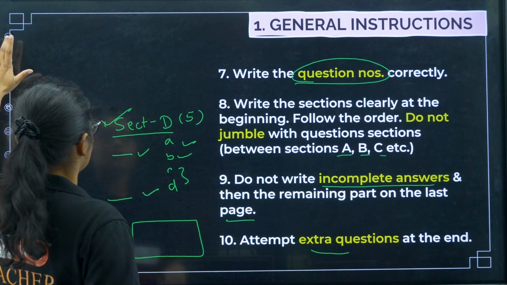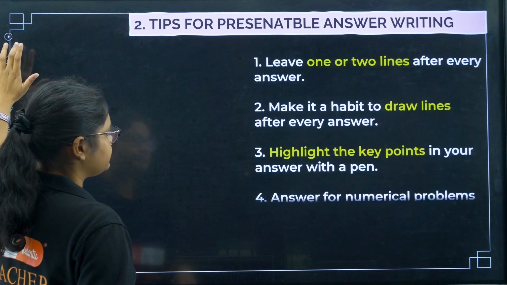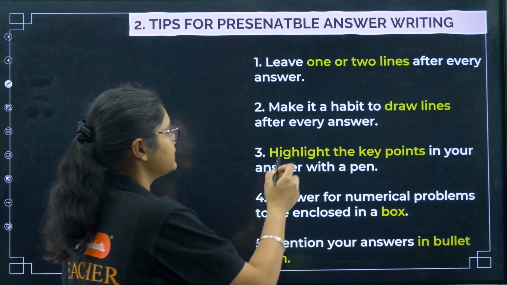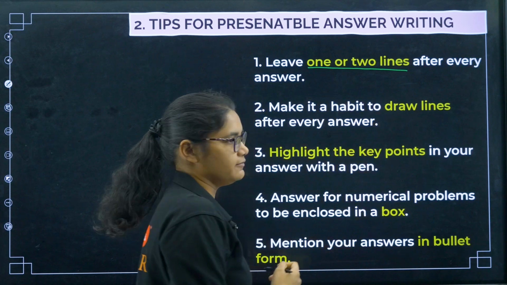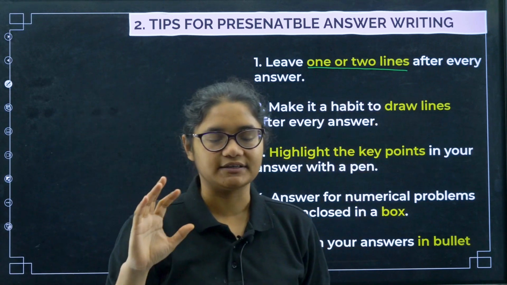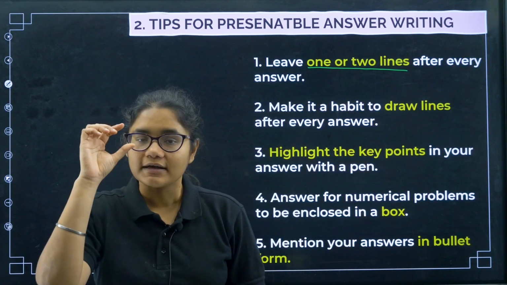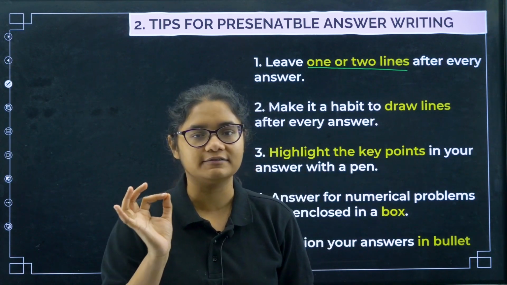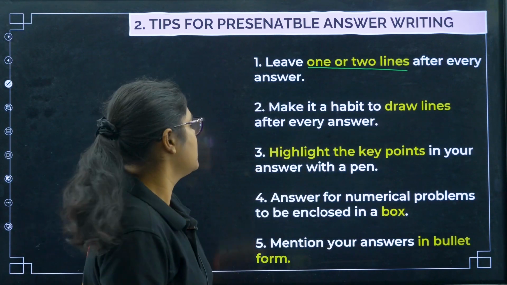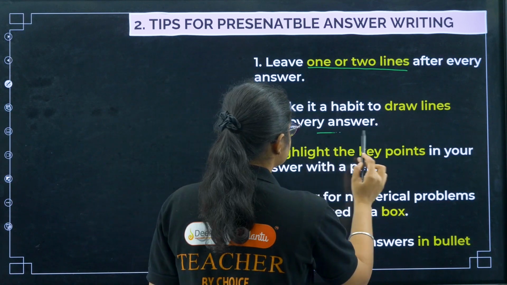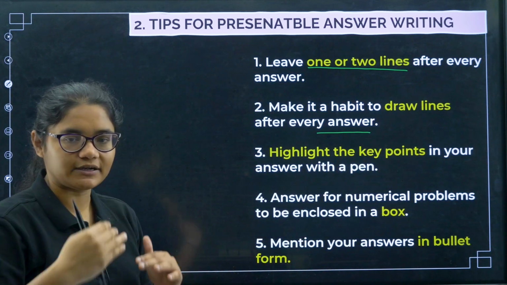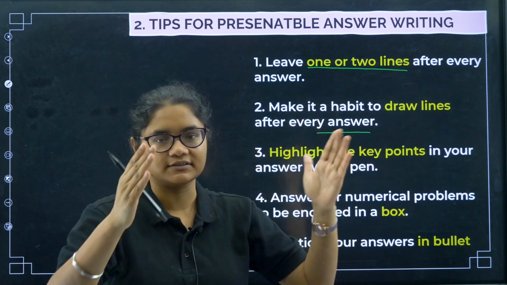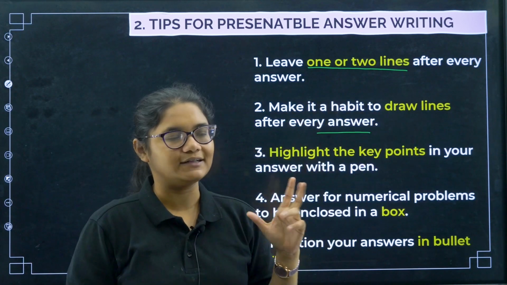Now we will tell you how to make your answers more presentable. The first thing is you have to leave 1 or 2 lines after every answer. Leave some space. Even if your handwriting is not good, if you give some space, it becomes more legible. Next, make a habit to draw lines after every answer. This separates the answers and makes it more legible. It becomes clear that this whole paragraph is for this particular question. So just put lines in that.